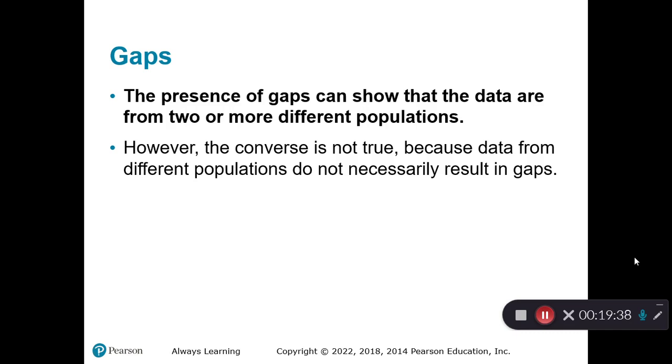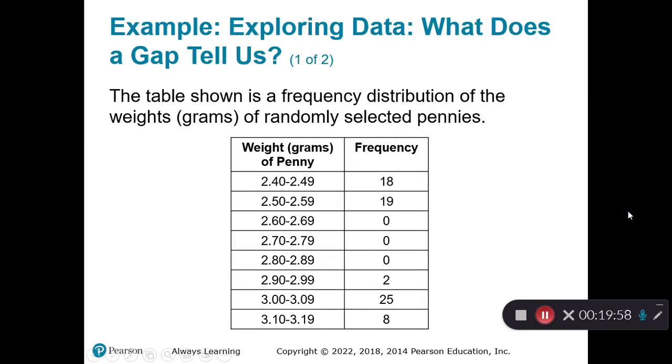When we have distributions that have gaps or classes that are empty, that should lead us to ask some questions about what type of influence is present in the data. There's a good example on the next slide.